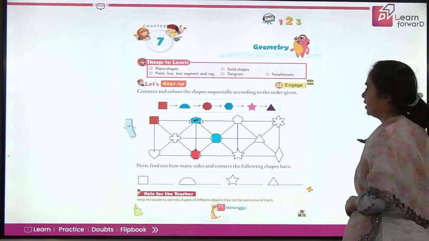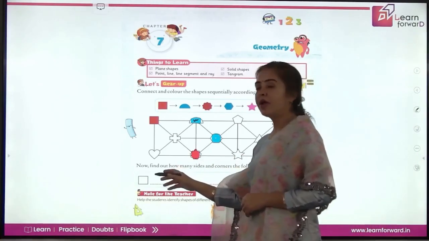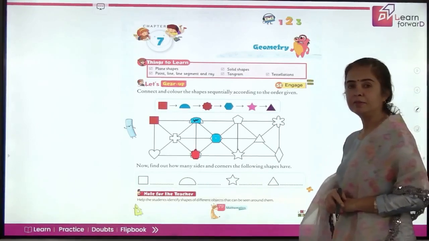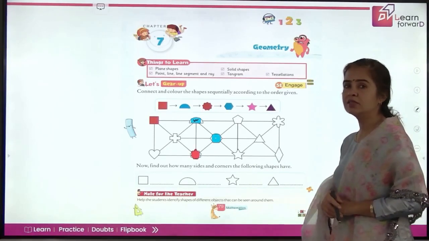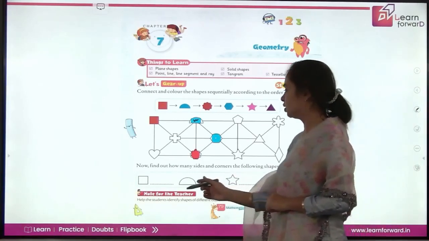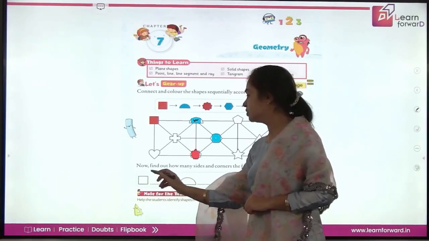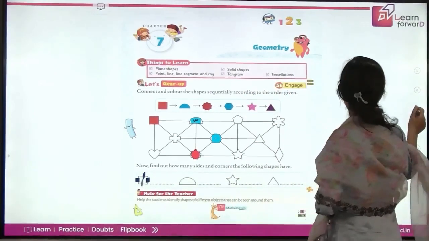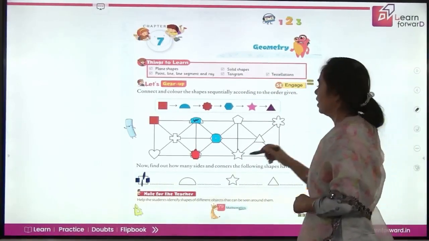Now below it we have an instruction. Find out how many sides and corners the following shapes have. What are sides? What are corners? Do you remember? Let's count here. How many sides are there in this? 1, 2, 3, 4. So these are 4 sides, right?